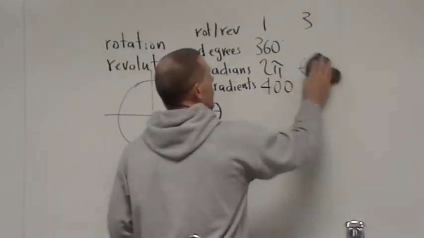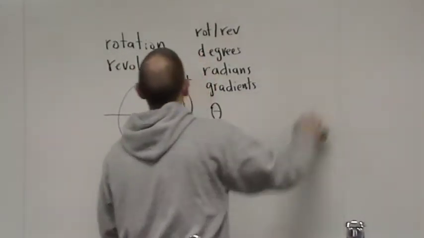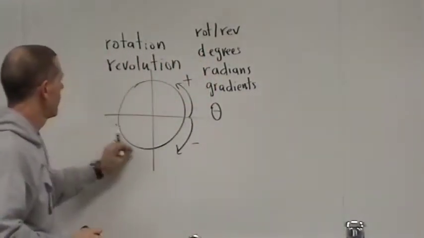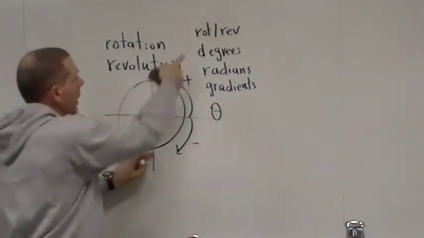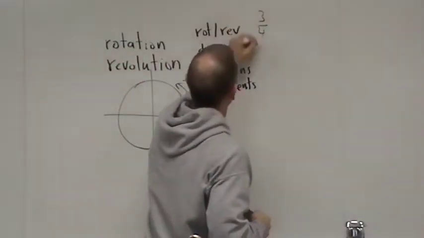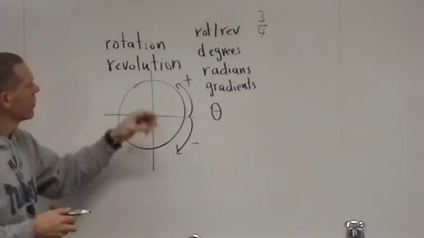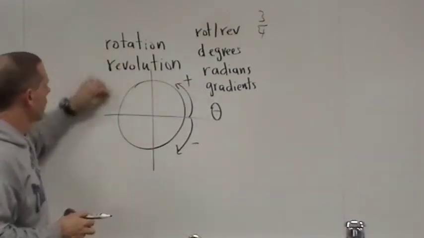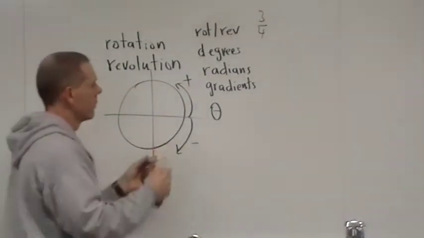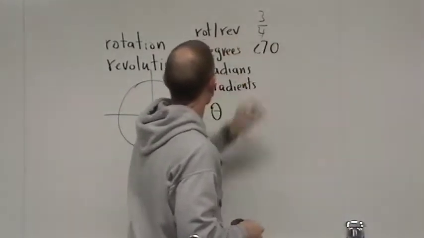We can also do partial circles, obviously. In fact, what if we only went through, let's say, 3/4 of a circle? That's only 3/4 of a rotation or revolution, and most of us know that that would be 90 plus another 90 plus another 90, which is 270 degrees.